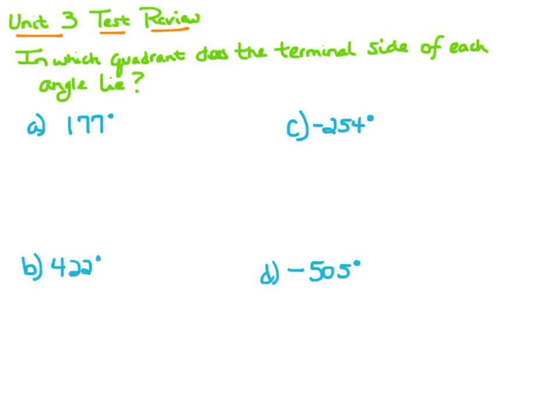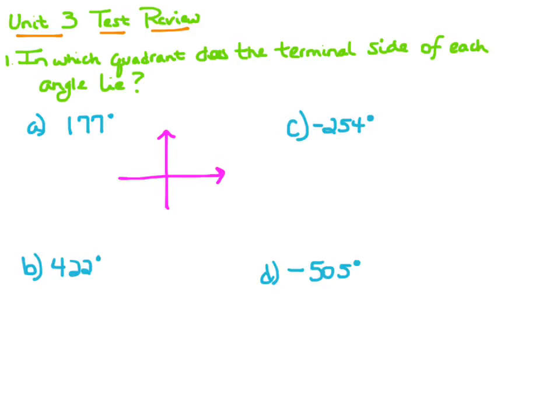Let's take a look at some of the questions on our test review. Question number 1 asks us to determine in which quadrant the terminal side of these angles lies. We're going to start out with a 177 degree angle.